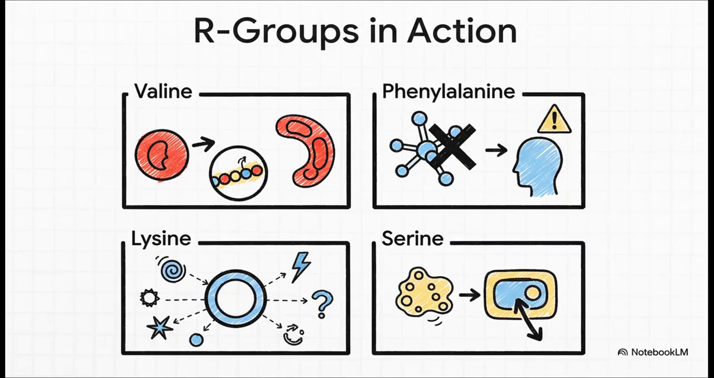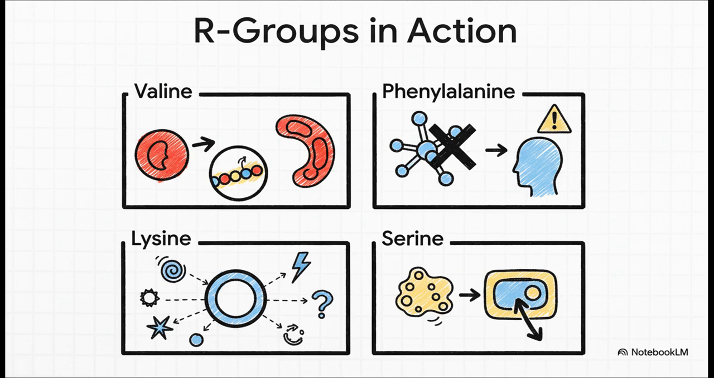And don't think for a second that these are just tiny chemical details. The real-world consequences are absolutely massive. Take hemoglobin, the protein that carries oxygen in your blood. Swap just one water-loving glutamic acid for a water-fearing valine, and you get sickle cell disease. It's all because that one change makes the proteins clump together.